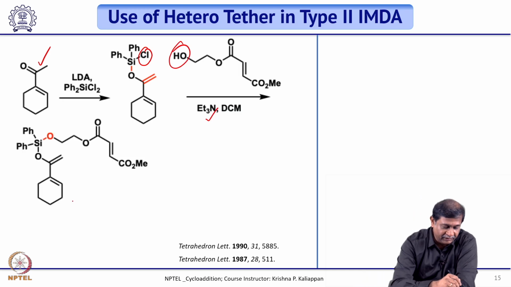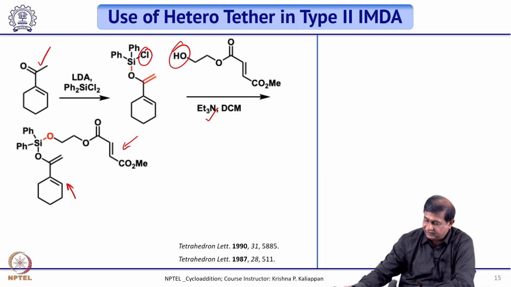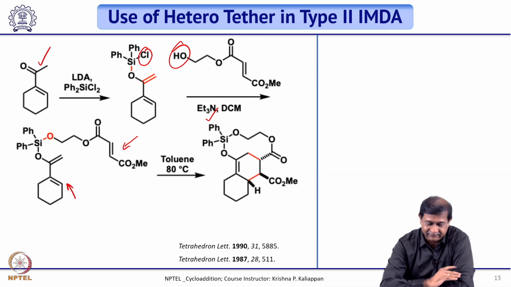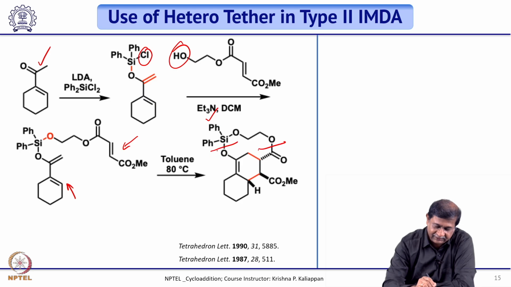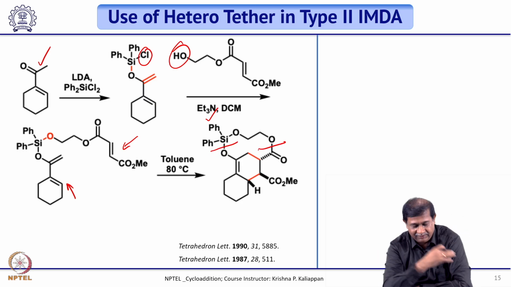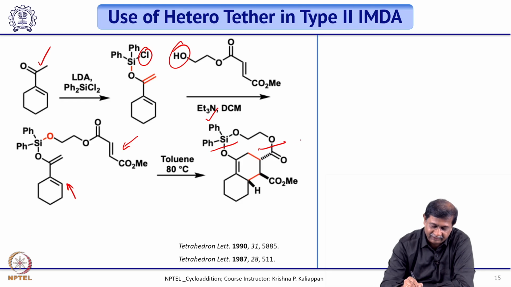So, now you can see the diene is ready and the dienophile is attached. Now, if you heat it, you will get this tricyclic skeleton. If you hydrolyze and then cleave this Si-O bond, then again you will get a bicyclic compound where you will have this ester and here you will have a ketone.